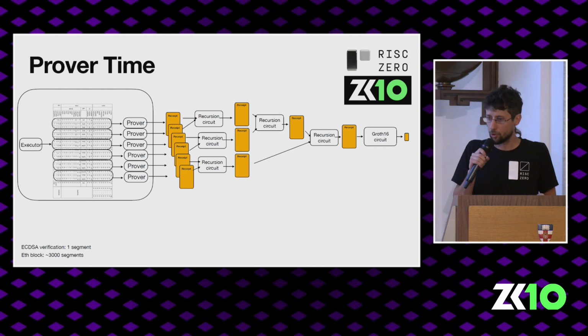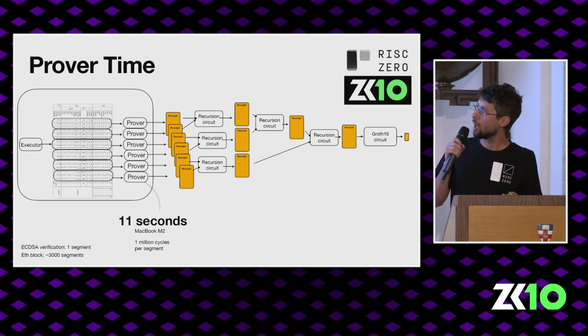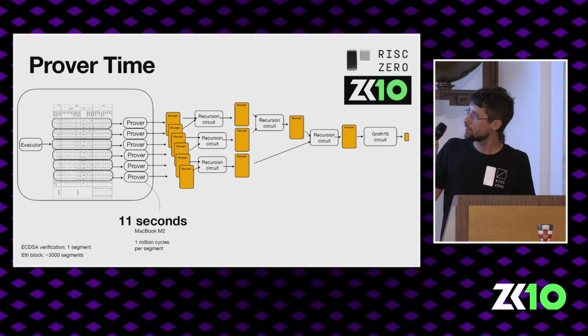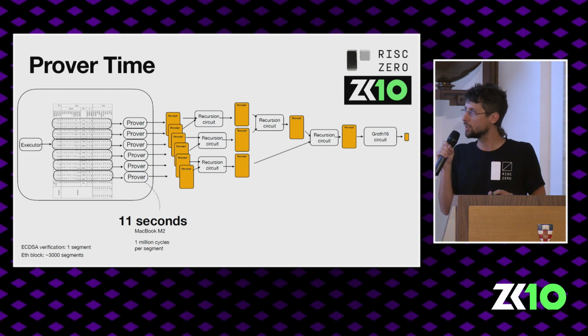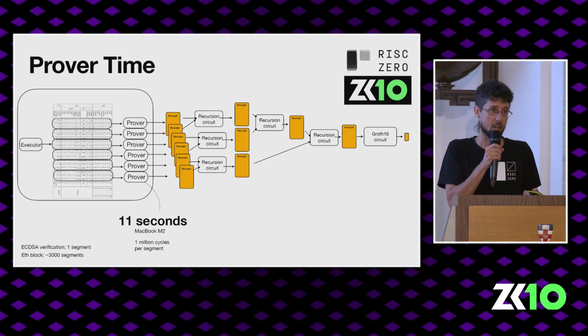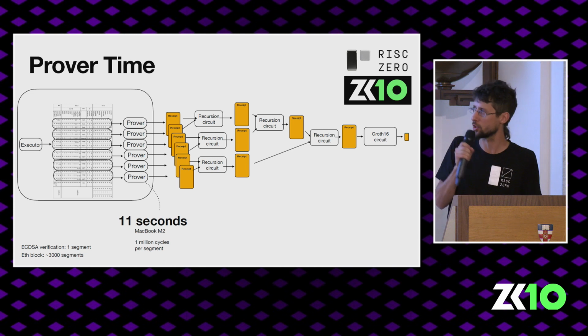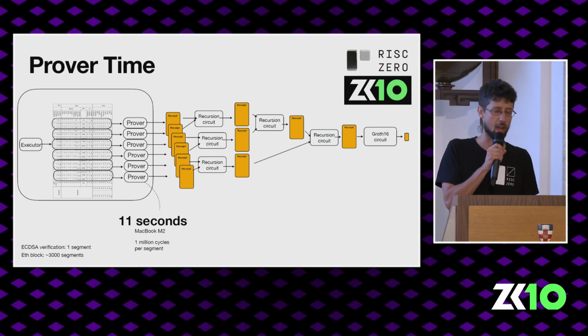The prover time here, I'm giving these numbers here. This is 11 seconds for a segment proof. So this is for proving one segment of 1 million cycles. It takes 11 seconds on a MacBook M2. This is actually an M2 Pro, I realized after I made the slides.